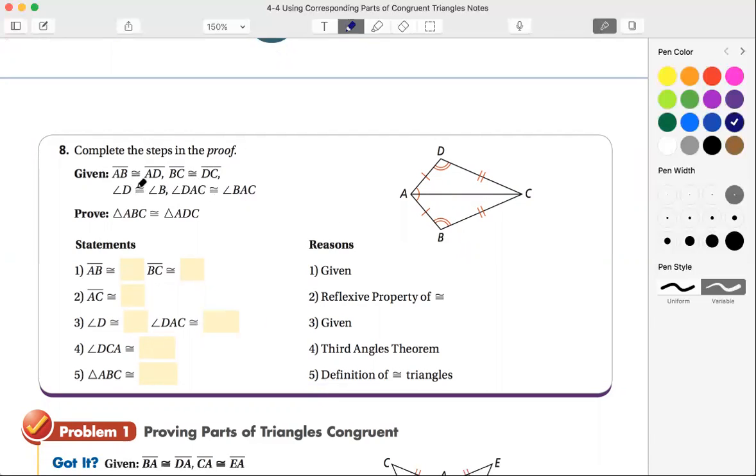And if you notice, all of those markings are in here. So the first time it comes up, it's 1 mark. The second time, it's 2 marks. Okay. And we want to eventually prove this top triangle is congruent to this bottom triangle. All right, so let's see what we got in our proof.